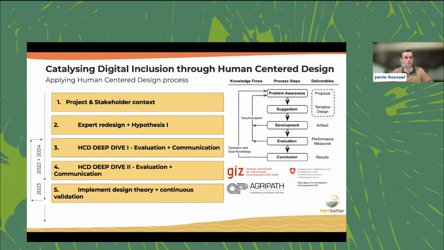So the first step of the human-centered design process, the way we do it, is modeled a lot on design science itself, which is a branch of scientific research, a way in which to do it. So you start by building a knowledge base. And then we extended that knowledge base, and then you create a hypothesis.